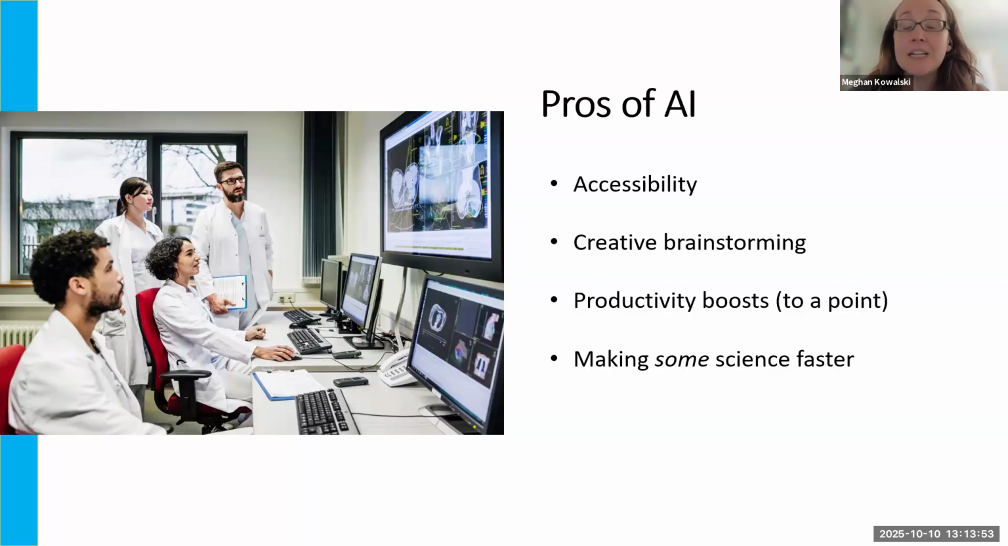to do what they need to make their lives easier. It can also be a creative brainstorming boost because AI doesn't necessarily have the guardrails of what would be considered normal. If you're looking for a brainstorming buddy, AI can be good because it's just going to throw stuff out there because it doesn't care what is right or wrong. And it can provide productivity boosts to a point.